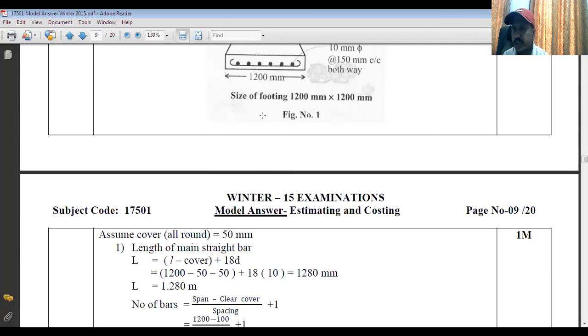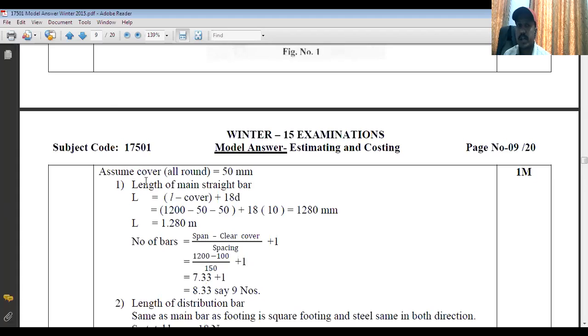Now for the column footing, generally the clear cover is taken as around 40 to 50 mm. Again, this is one of the thumb rules. In case of the column footing, as per our thumb rule, we take the clear cover as 40 to 50 mm. So in this problem also, we are going to assume the clear cover as 50 mm.